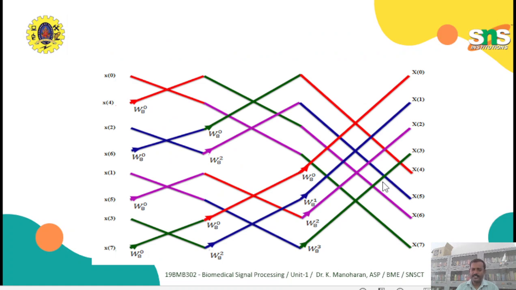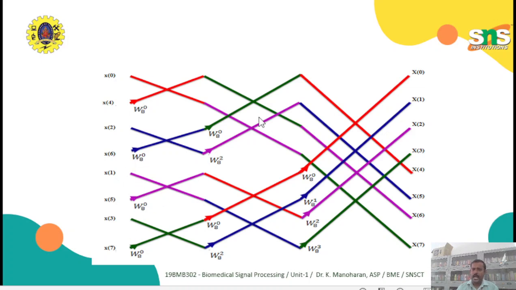Look at the butterfly structure for this. So these are the 8 inputs. This is the bit reversal order because it is a DIT algorithm. So this is x of 0, x of 4, x of 2, x of 6 and then x of 1, 5, 3, 7. This is the input, and the twiddle factor will be W8^0. So all 4 will be W8^0 in the first stage.